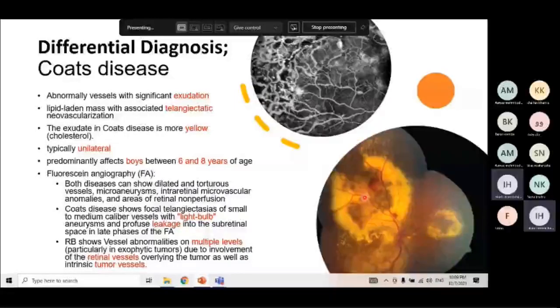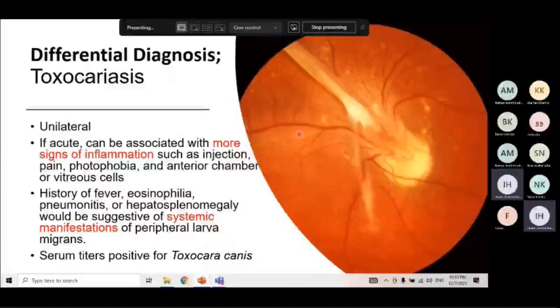What else? Fluorescein angiography is very useful in differentiating between them. So if you do fluorescein, you find these bulb-like dilatations in the telangiectatic blood vessels in Coats disease, and not in retinoblastoma. Toxocariasis, again, there is some eosinophilia, so you look for positive titers of toxocara, some eosinophilia, some hepatosplenomegaly. Those are suggestive of toxocariasis and more inflammation than a mass.